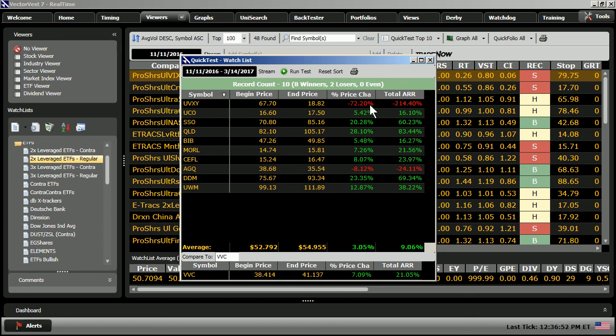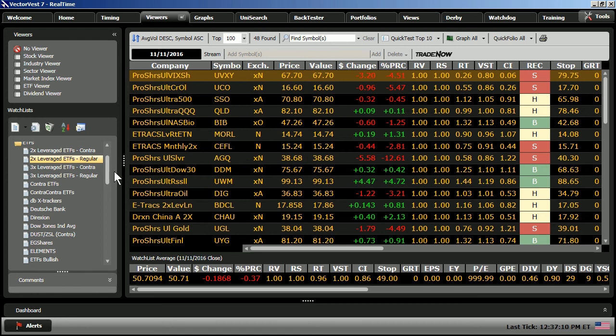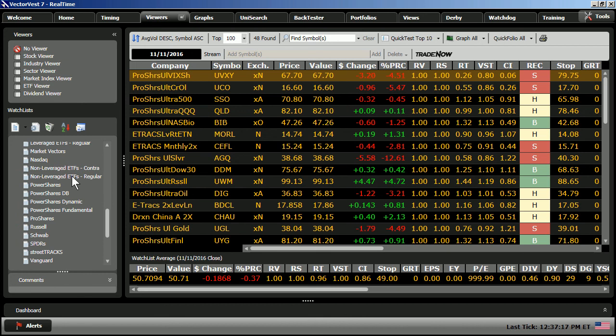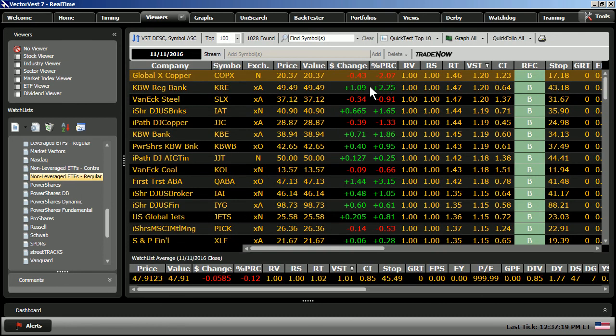No matter what types of stocks or ETFs you are trading, you should never let a stock or an ETF ever go against you that kind of percentage, which is why stops are important. We did find 4 ETFs, double leverage, that went up double digits in the time period. All right, let's close out of this, and let's do the same thing for my non-leverage. We'll scroll down, go find non-leverage ETFs regular, run it as of 11/11.